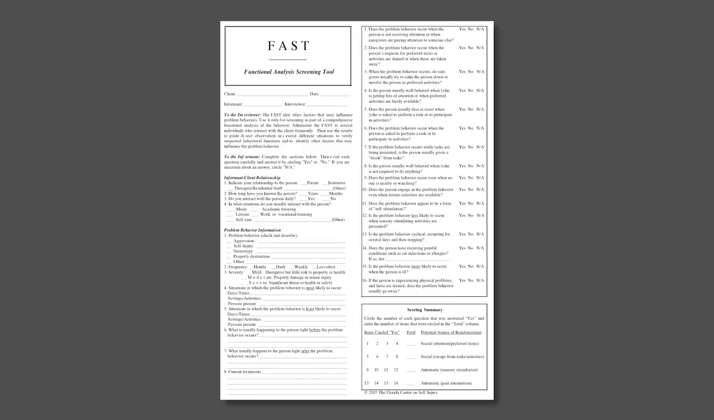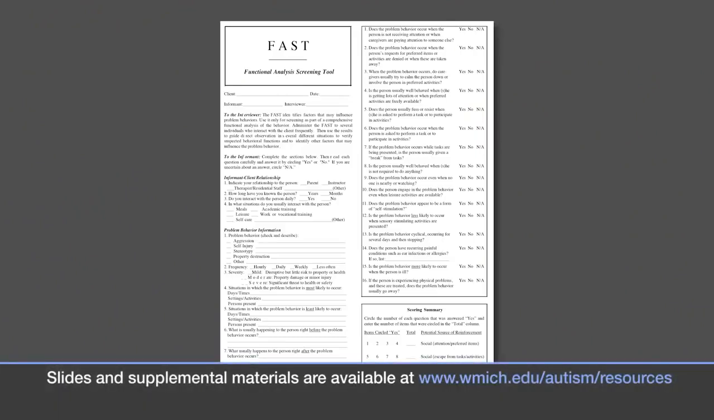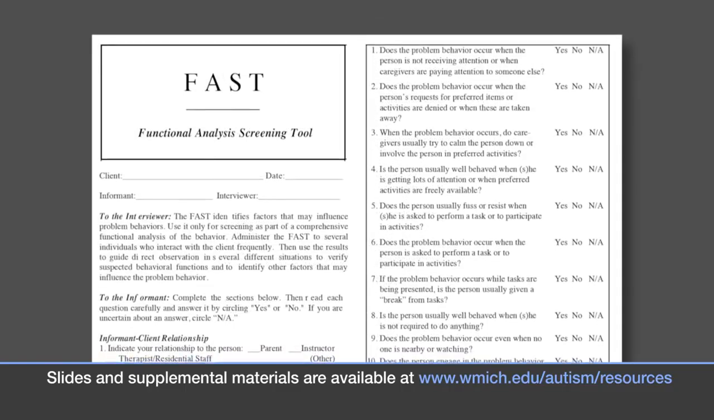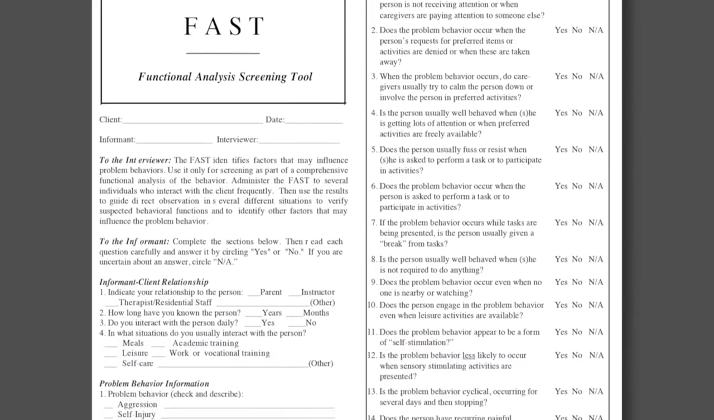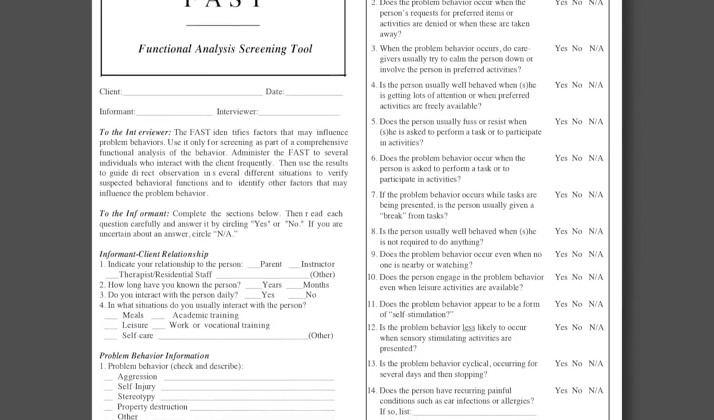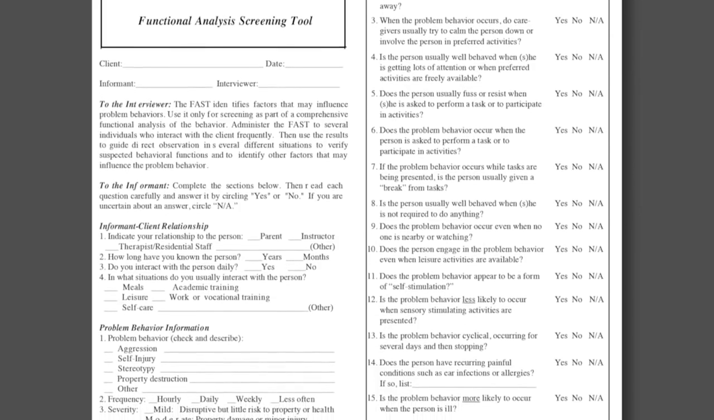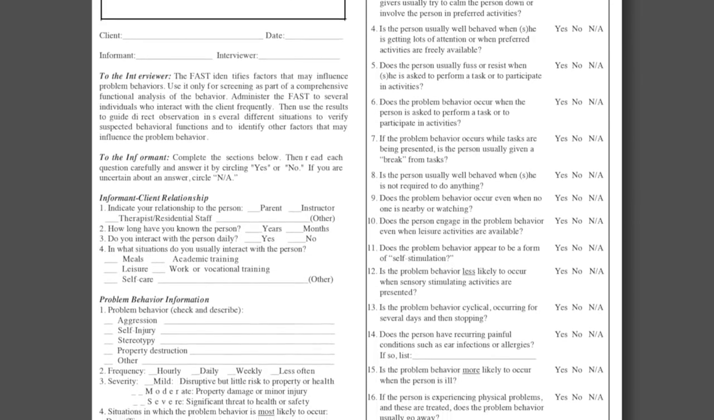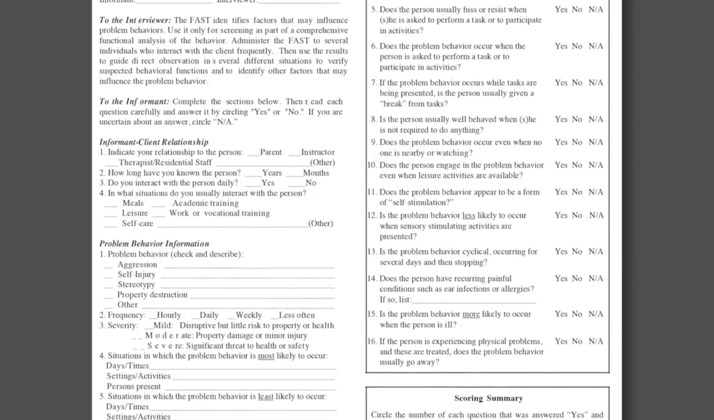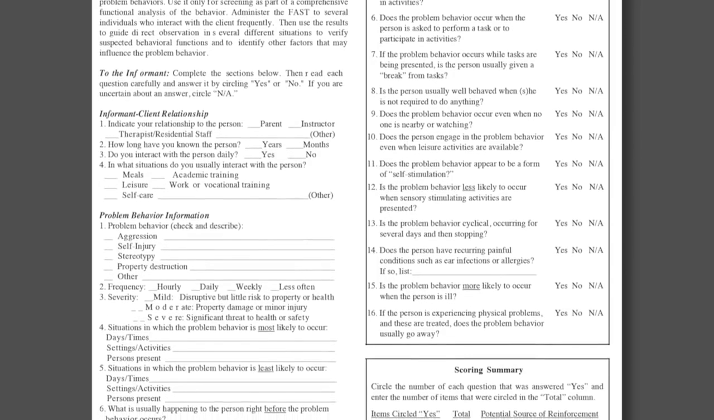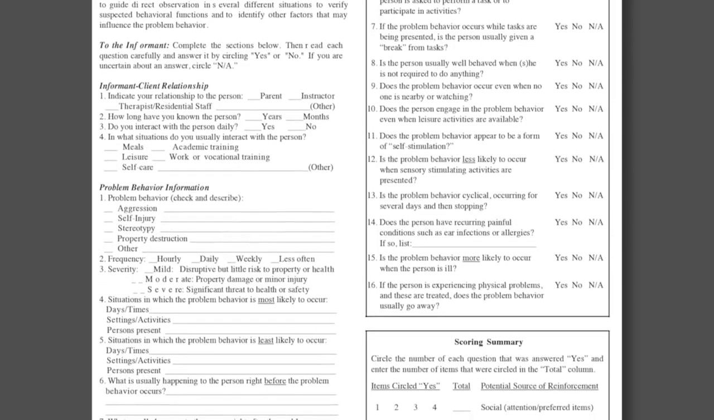To give you an idea of what one of these scales looks like, here is an example of the Functional Analysis Screening Tool. As you can see, it is simply a one-page questionnaire, and on the left-hand side, a series of questions are posed about the nature of the problem behavior, the respondent who is providing information, and general open-ended questions about when behavior may be more or less likely to occur. Over on the right-hand side, there are 16 questions aimed at specific environmental conditions under which problem behavior may occur at high or low rates.